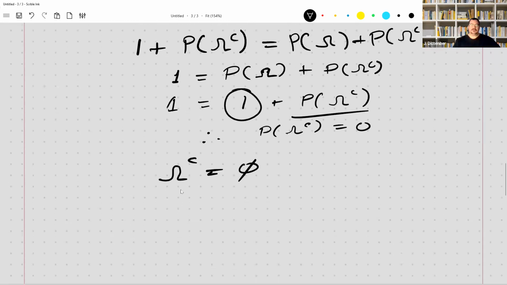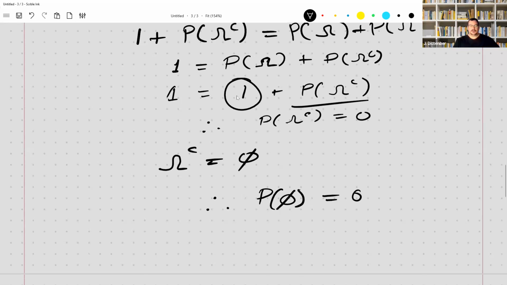So what we've established here, in a roundabout way, is that the probability of the empty set is 0. In other words, there must be an outcome that occurs that's in the sample space. So it's impossible to do the random experiment and not have an outcome that's in the sample space. Okay, so I think that's what I'm going to stop with today.